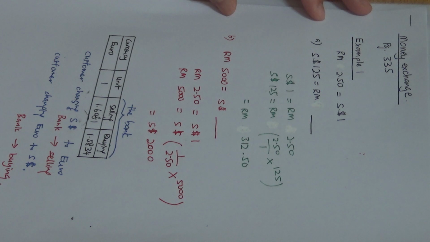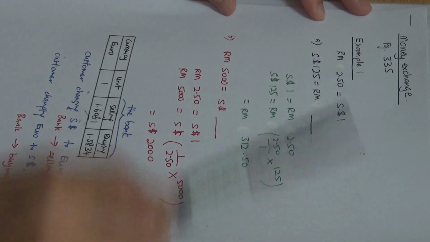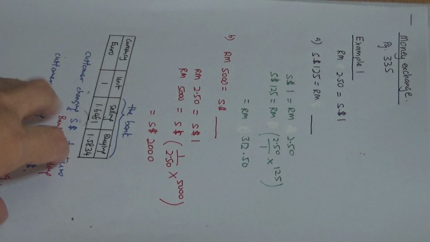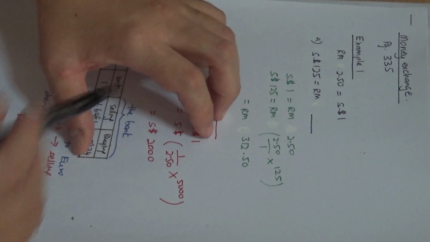When you go to another country for touring, or people come to Singapore for touring, they will have to change to the country's currency. You cannot use your Singapore dollar in another country to buy things. Therefore we have to change to the other country's currency, and this is what we mean by money exchange. Now I'm at page 335 of your textbook.